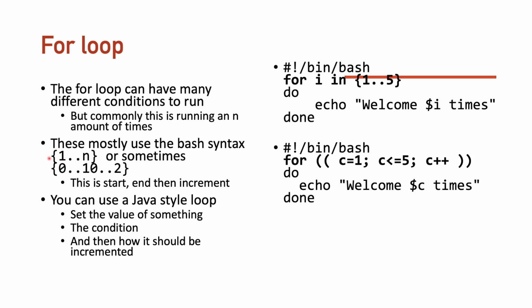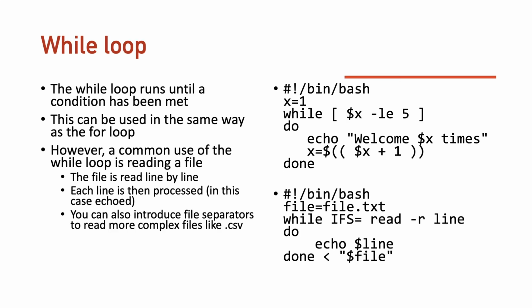Now, what if you don't know the number of times you want it to run? Say, for example, you're loading a file. Well, you want a while loop. As I said before, a while loop runs until a condition has been met. It can be used the same way as the for loop. So this is a while loop here. While x is less than 5, we're going to print out the value welcome, x times, and at the very end we do an increment, so x is equal to x plus 1. Now this is basically a for loop. We have the setup, the condition, and then the increment.